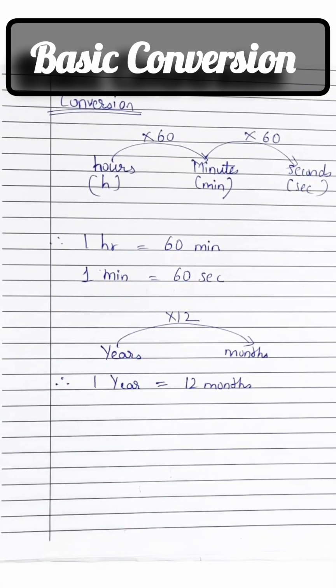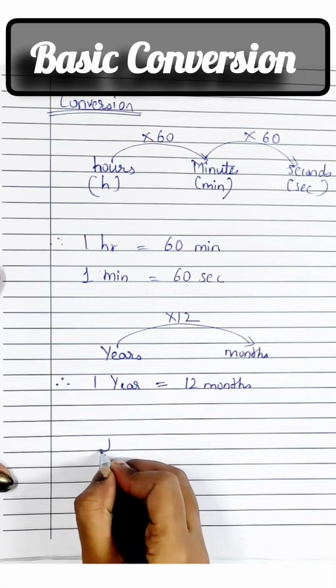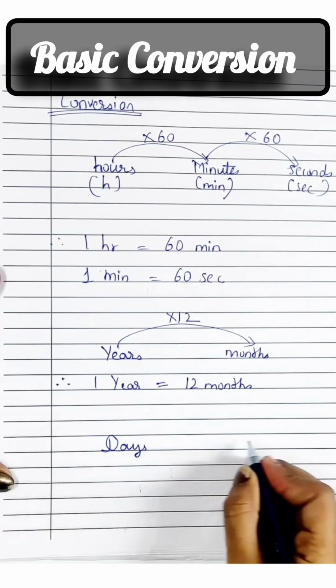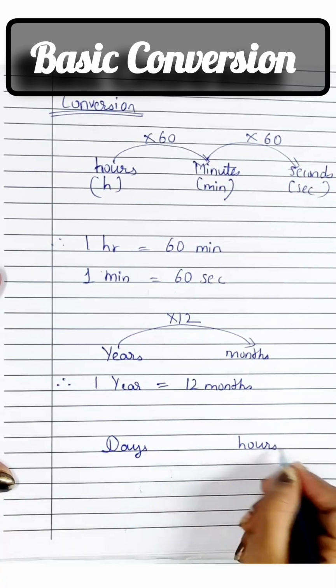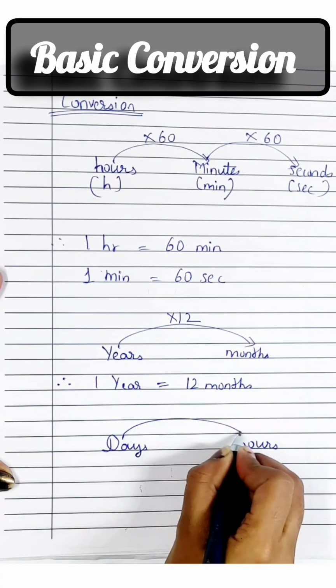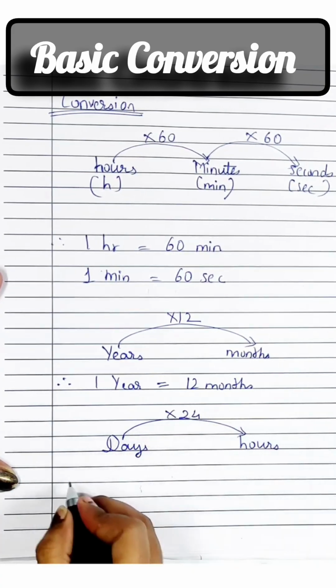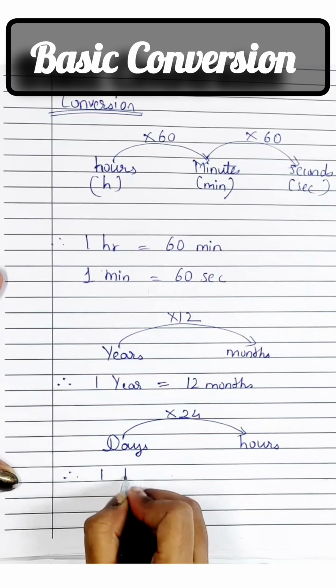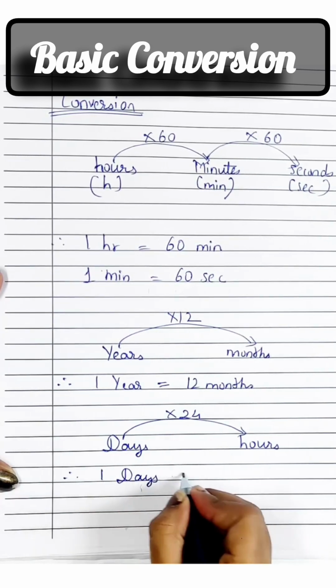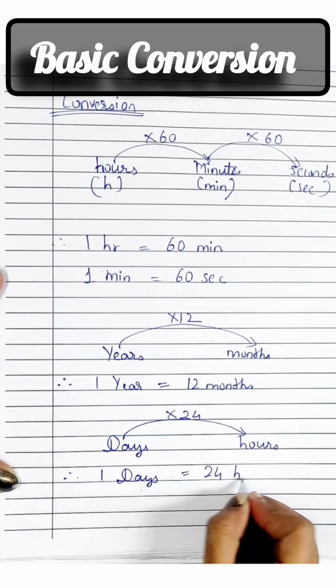Okay, same way, days. If you want to convert days into hours, you have to multiply by 24. Why? Because 1 day is equal to 24 hours.